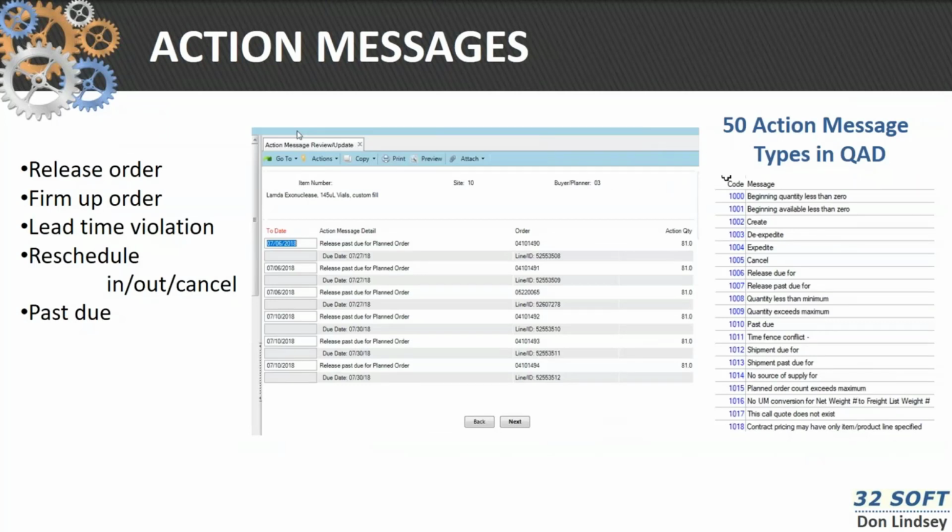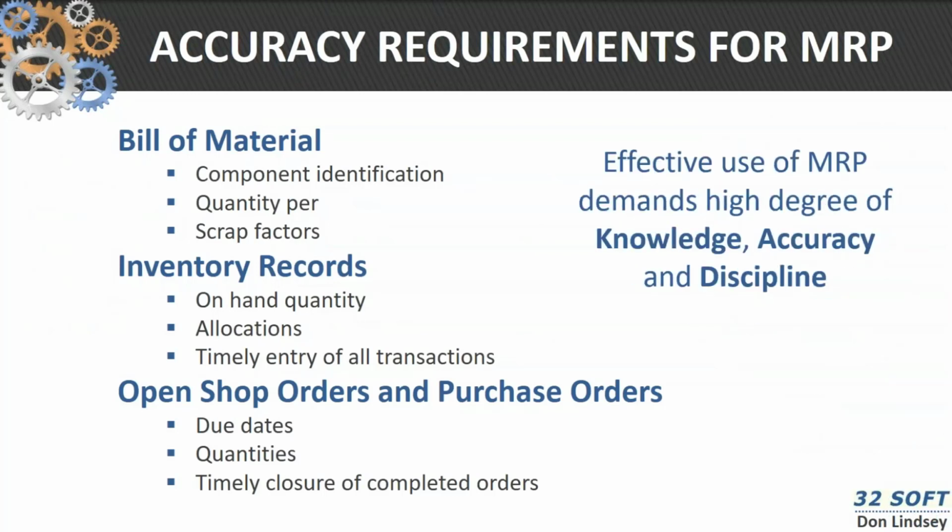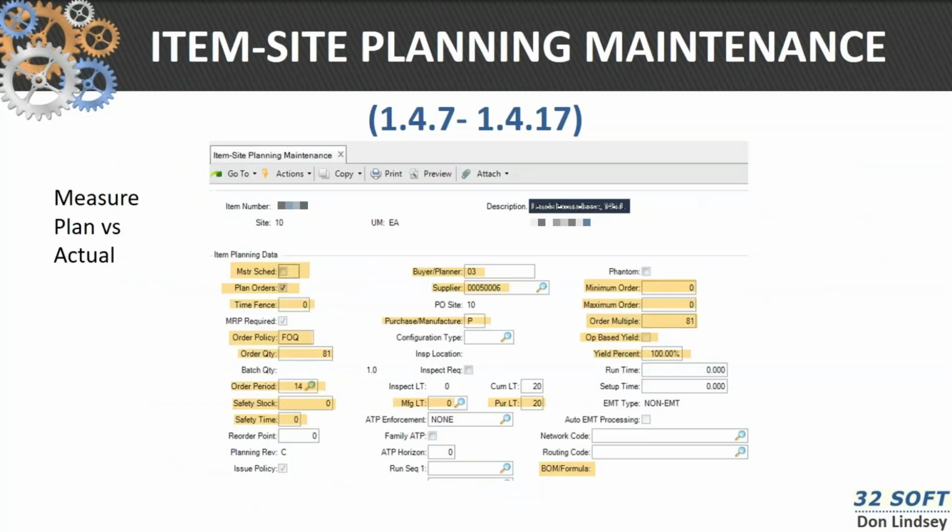If you look at the order action messages, MRP has a tool that allows you to deal with all of the order action messages. There are over 50 action messages in QAD that you should become aware of. The requirement for accuracy in MRP cannot be stated enough. Effective use of MRP requires knowledge, planners who know what they're doing, accuracy in terms of on-hand, on-order, planning data, and a regular discipline for bills of material, inventory, and shop floor control.